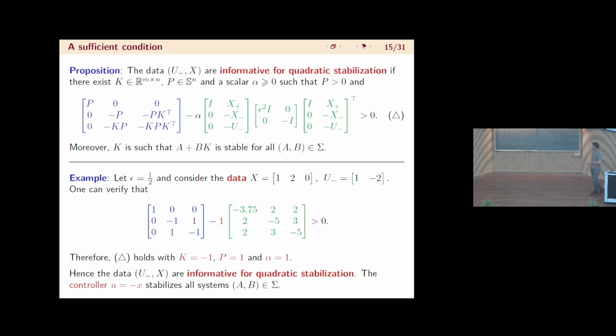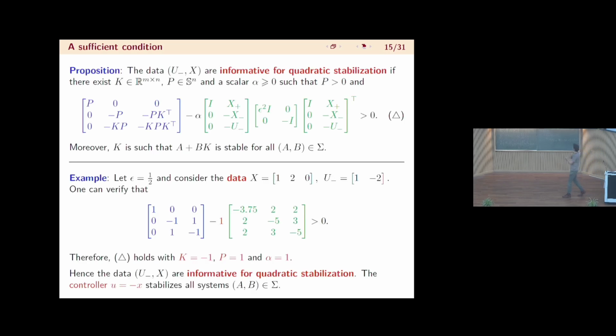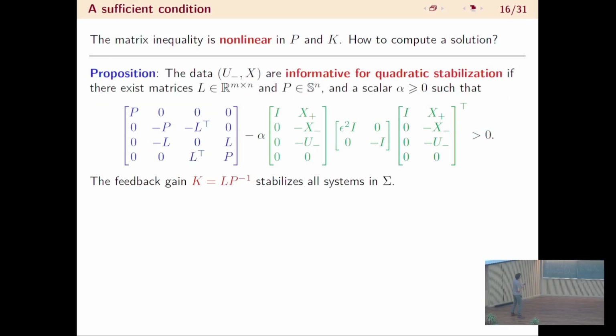That's fine. Then I'll continue with this question: how to compute a solution to this matrix inequality? As we concluded before, we had this product in this matrix inequality, this P times K. So this is a nonlinear matrix inequality. But it turns out that we can reformulate that as a linear matrix inequality using a Schur complement argument and a change of variables. So let's go over the proposition.